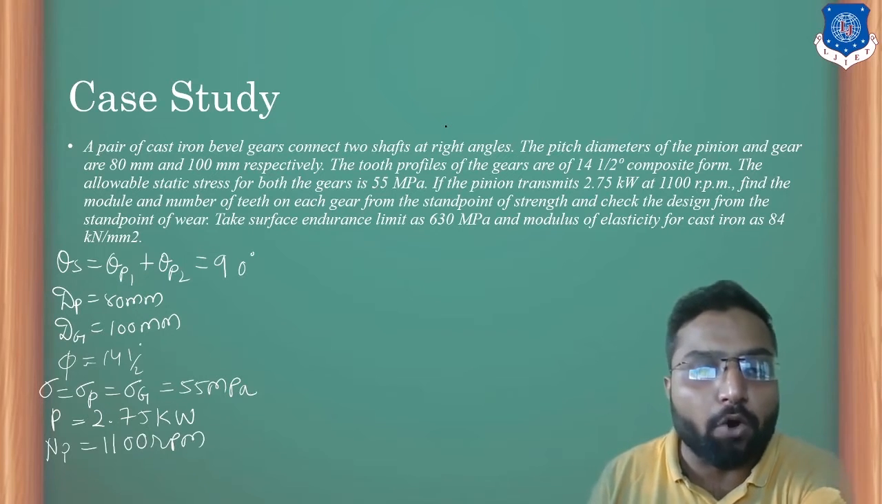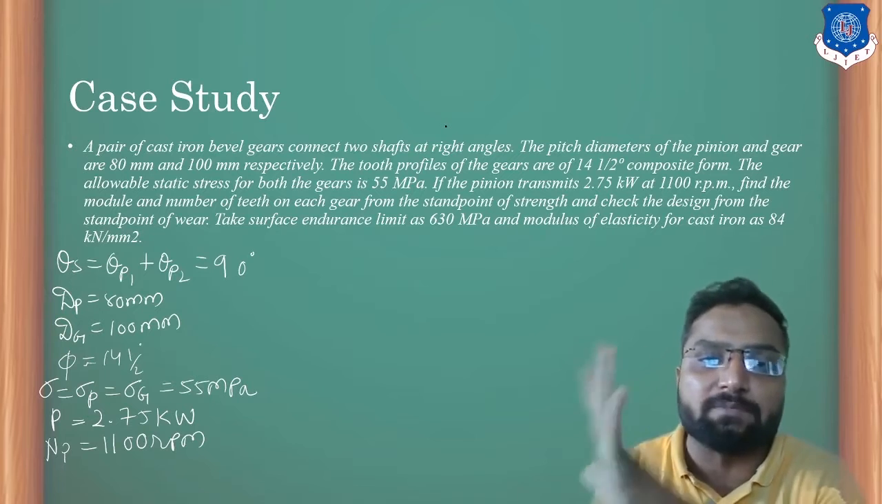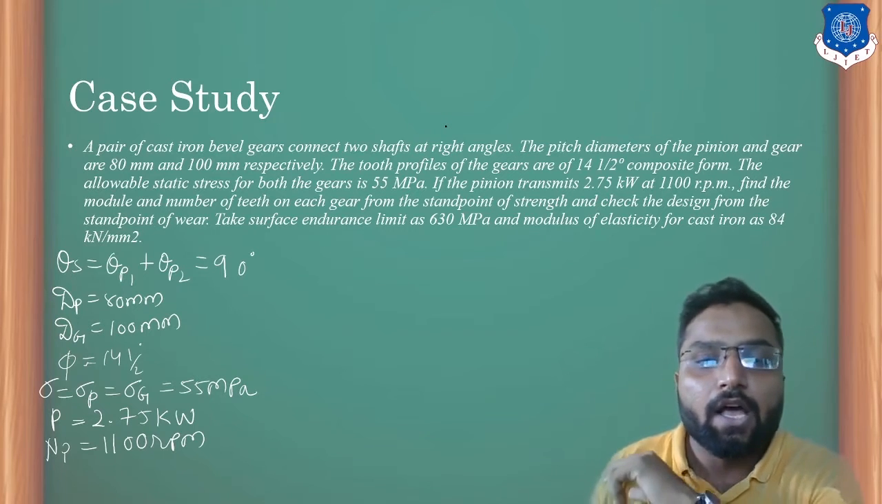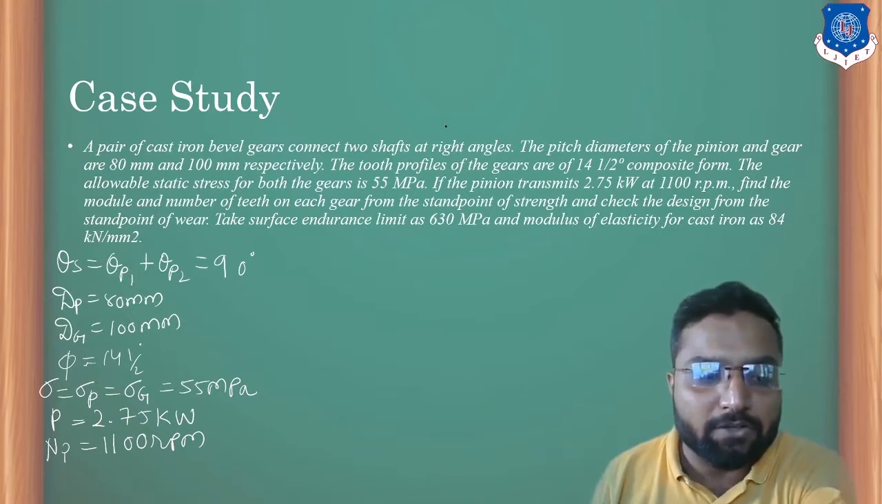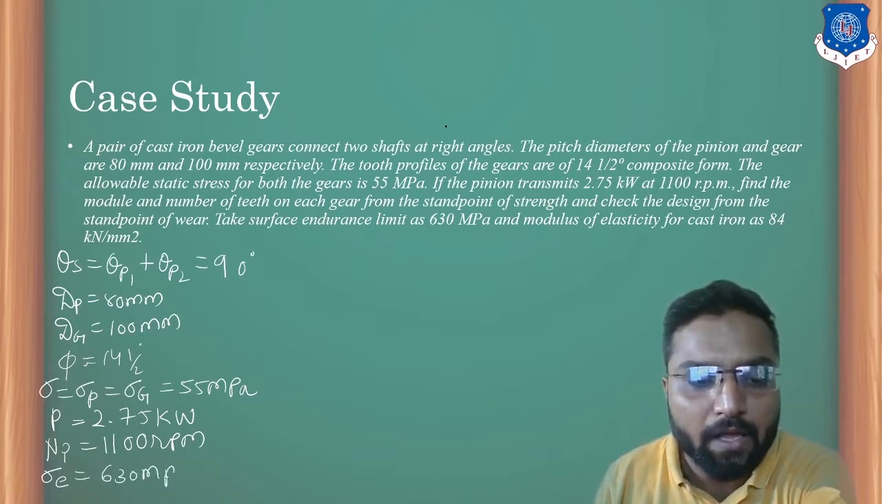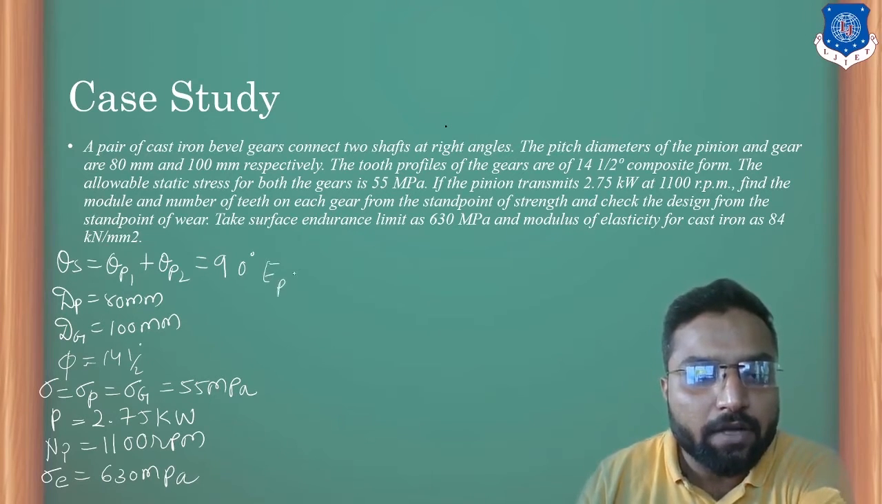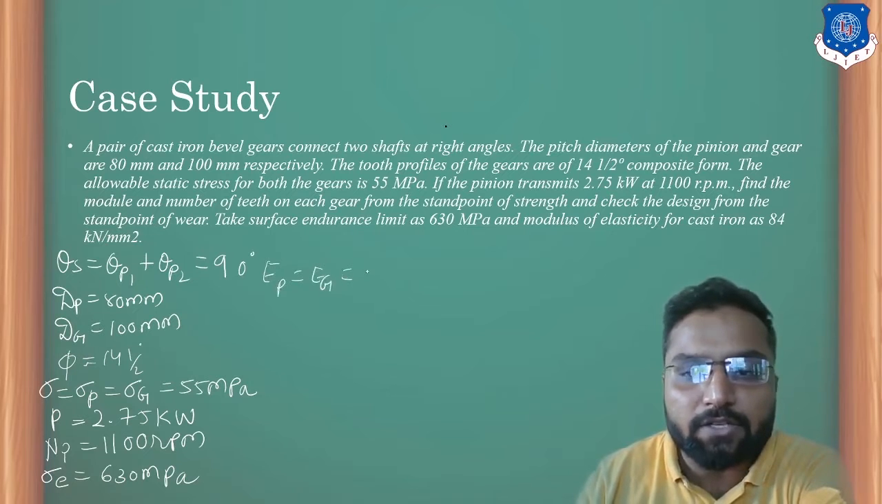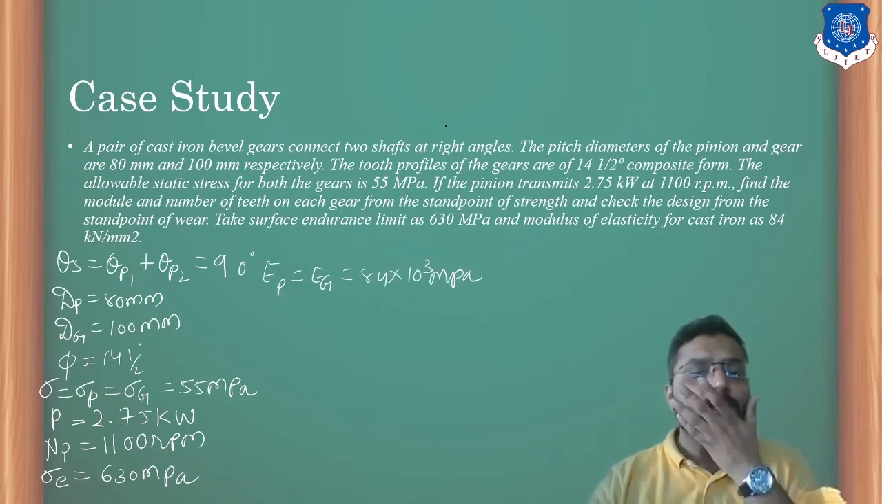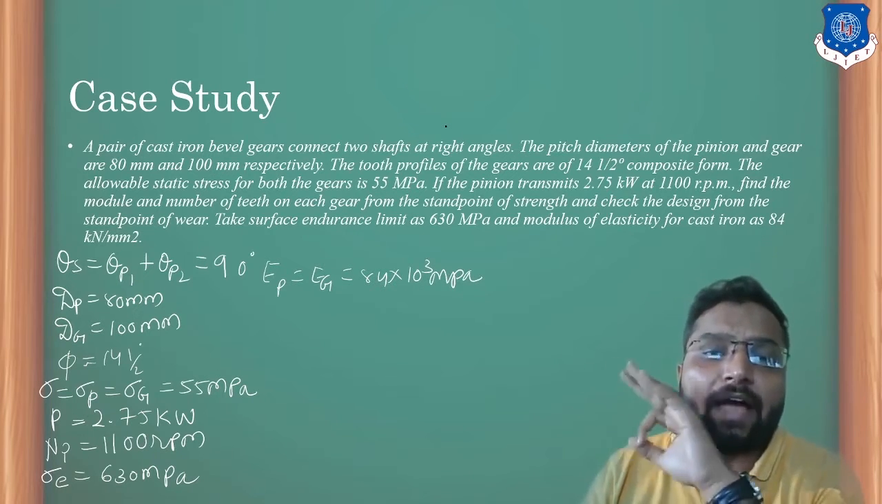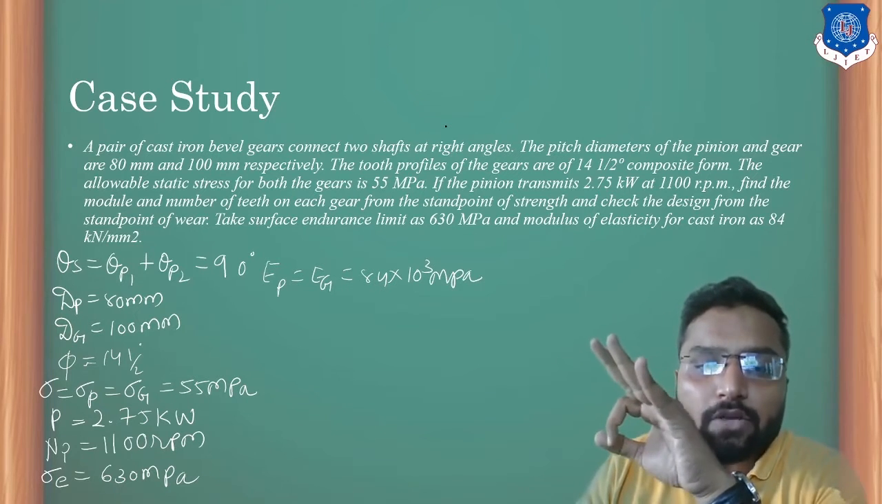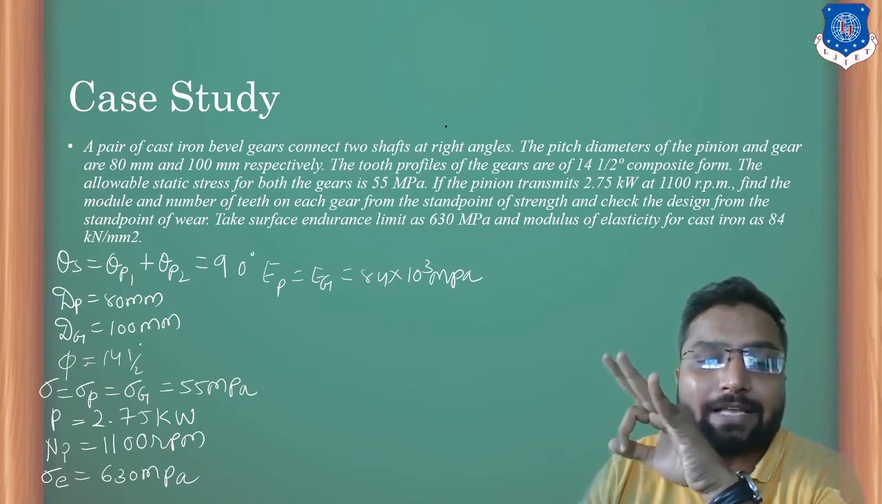Clear? Find the module and the number of teeth on each gear. So all we have to find is the module as well as the number of teeth on each gear. Take the surface endurance limit, sigma E, which is 630 megapascal, and the modulus of elasticity, EP and EG. EP equals EG equals 84 into 10 raised to 3 megapascal. So here we are given this data. Now we have to find the module and the number of teeth on each gear.